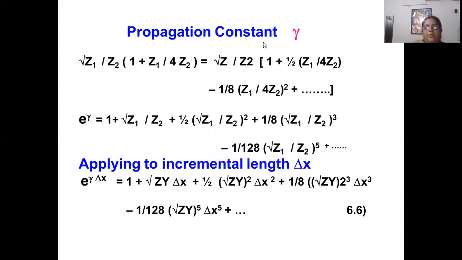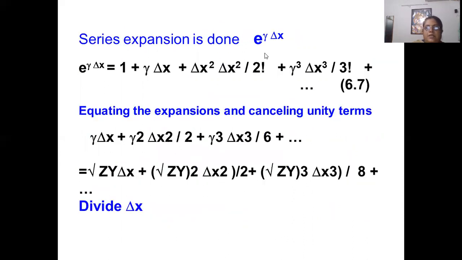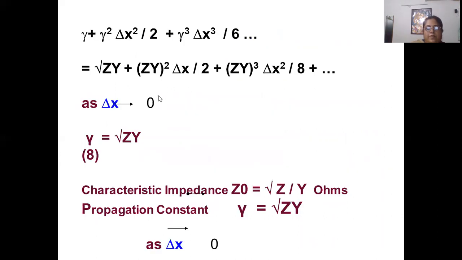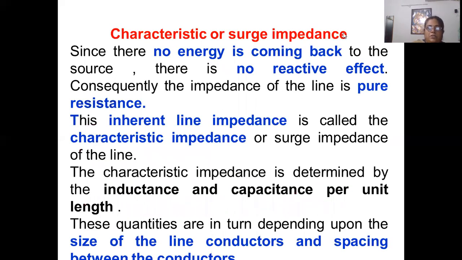Here we have calculated gamma, applying it to the incremental length. Series expansion is done with the help of e to the power of gamma delta x, equating the expansions and cancelling unit terms, and then dividing by delta x. We have got this equation. Here, the characteristic impedance Z0 is equal to the square root of Z upon Y ohms, and the propagation constant is given by this relation. Characteristic or surge impedance.